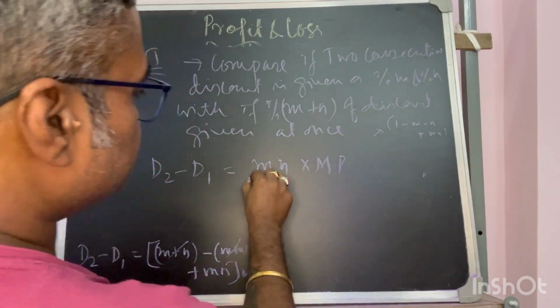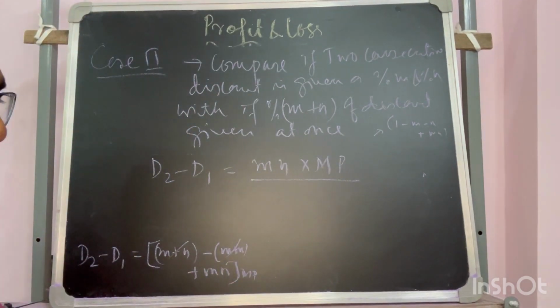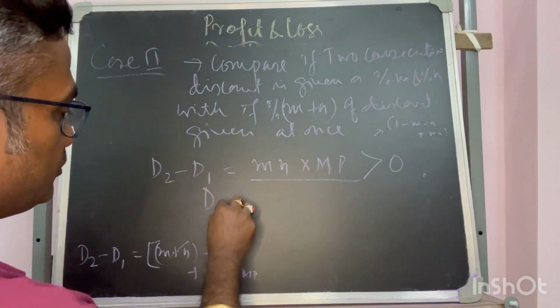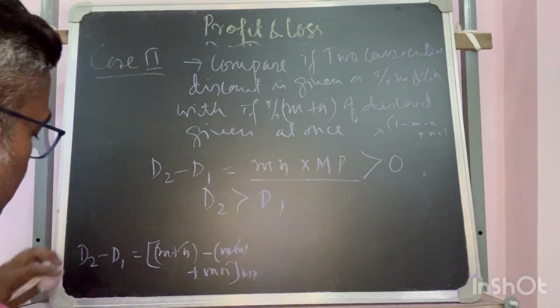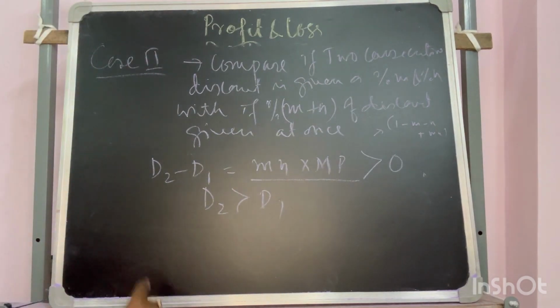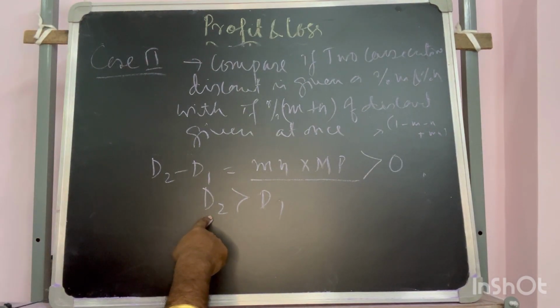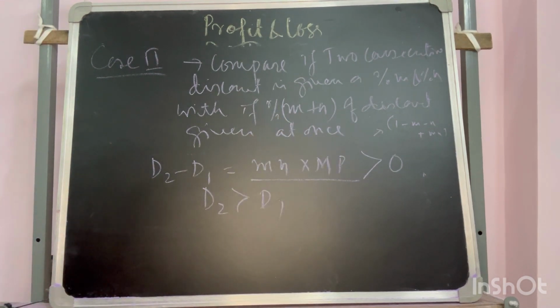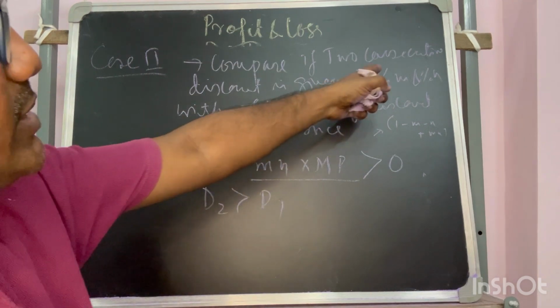Now see, all these parameters are positive, nothing is negative. So this is always greater than 0. So D2 is greater than D1. What can you conclude? In the second case the discount is more. That means if I give M plus N together, I will get more discount than the first one, consecutive.